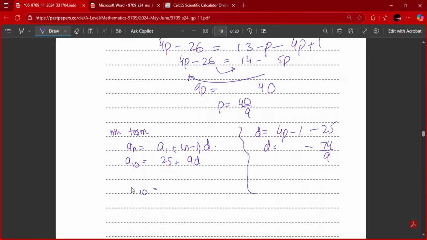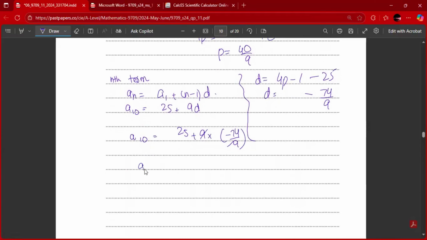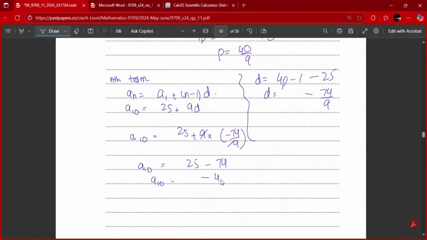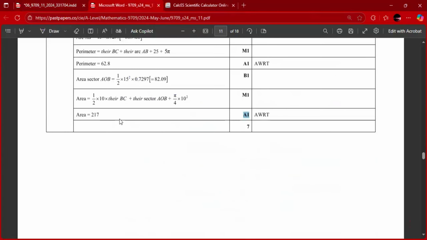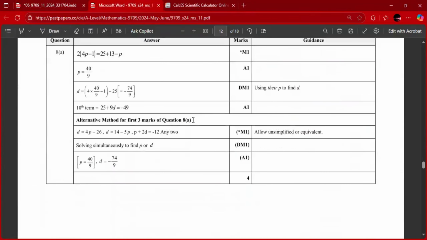Why does my a look like a 9? Better. 25 plus 9 into minus 74 over 9. Though this value of d looks quite suspicious to me, let's just trust the process. 25 minus 74. A10 is equal to minus 49. Let's check if it is right or wrong. It is minus 49. I'm proud of myself right now.